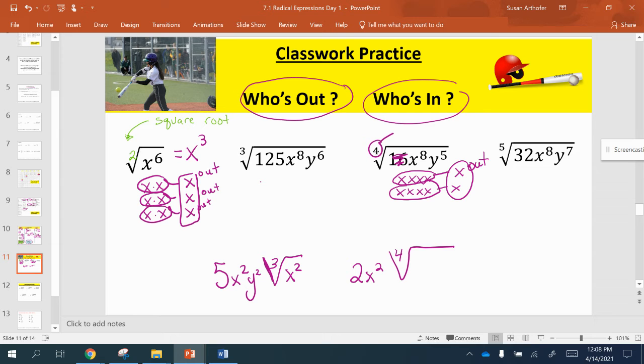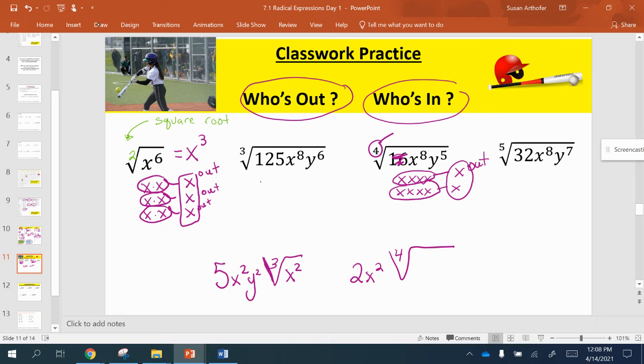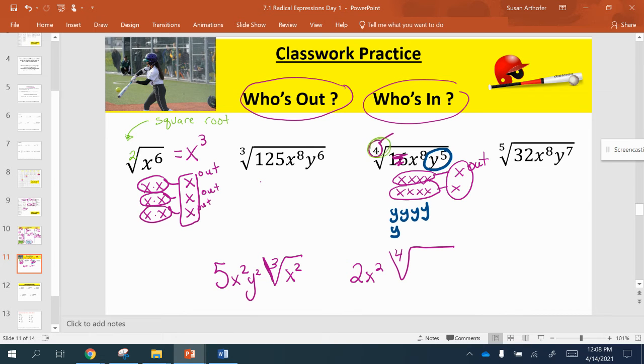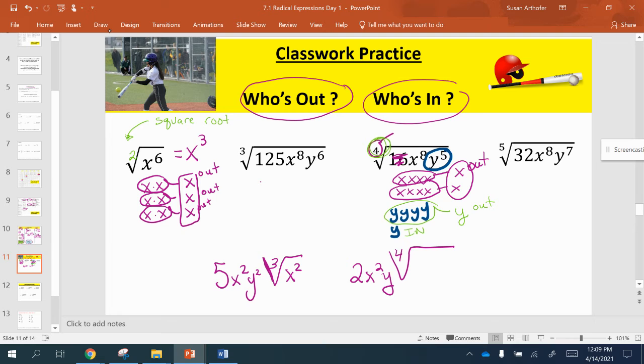Then I'm going to draw the y's. I have 5 y's: 1, 2, 3, 4, 5. I'm drawing them in sets of 4 because it takes 4 to get out. So out is a y, and still in is a y because there was an extra one left. So out is y, in is y. Okay, let's try one more.